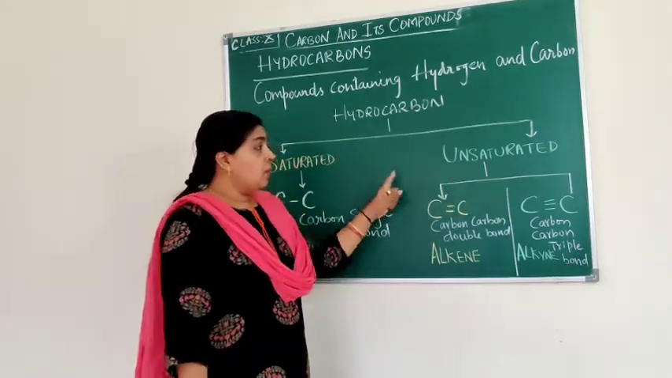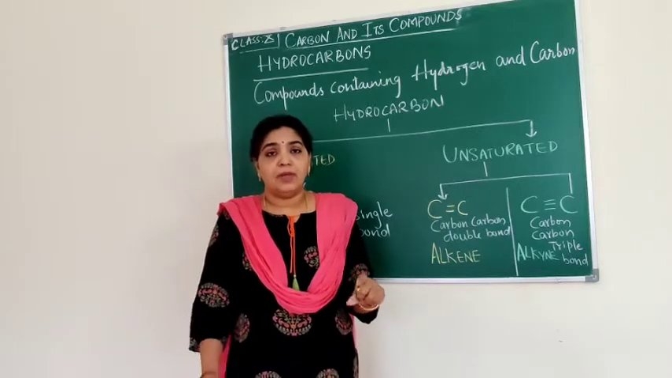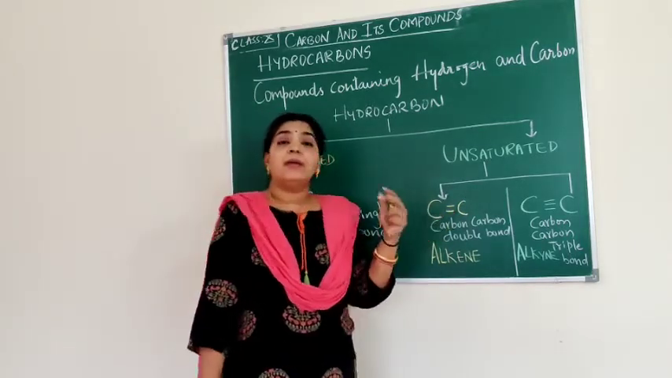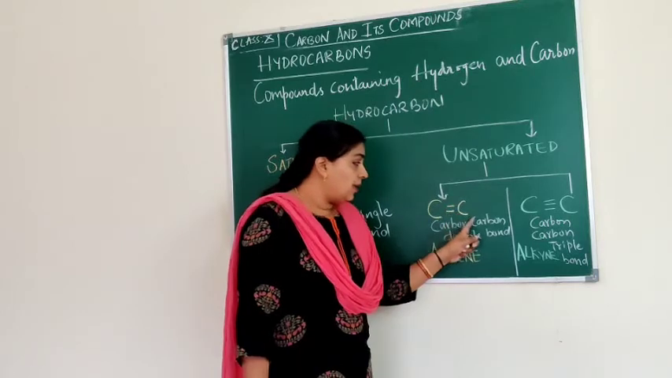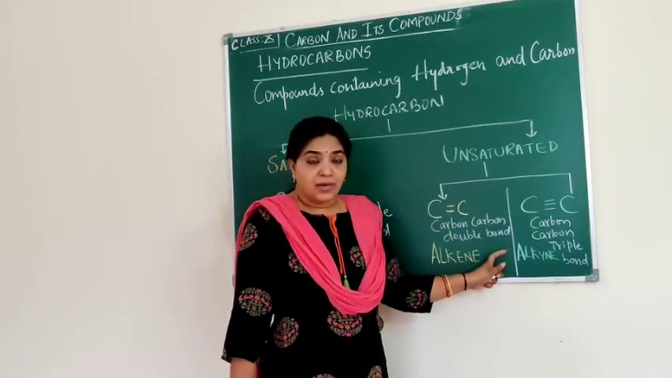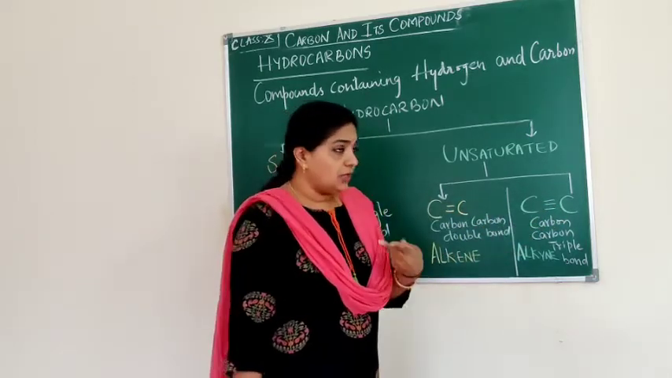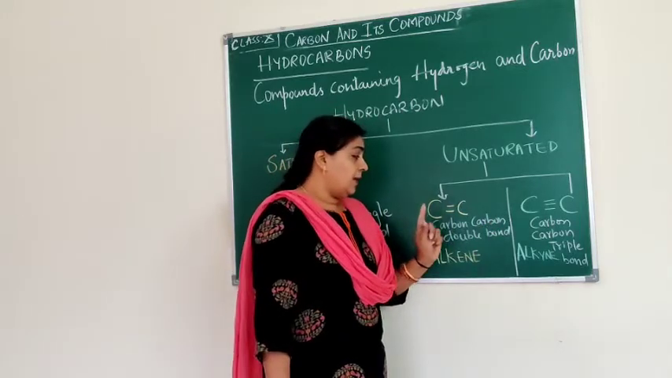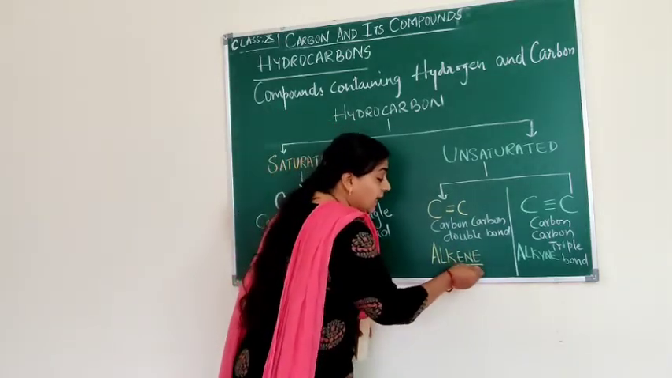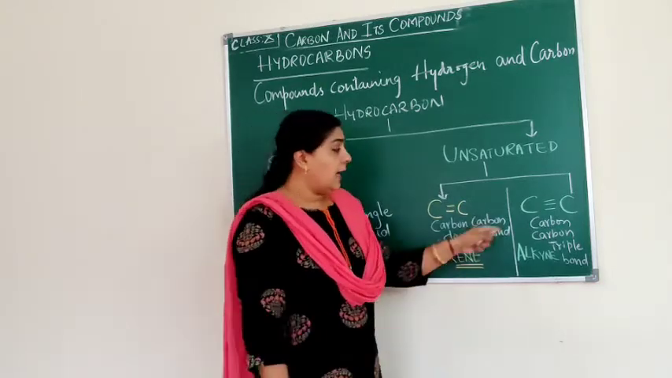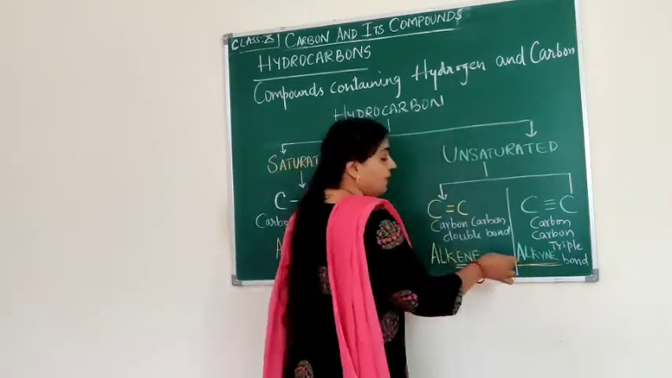Now, unsaturated hydrocarbon. What is an unsaturated hydrocarbon? Unsaturated hydrocarbons are those where between the carbon atoms you find a double bond, where two pairs of electrons are shared: carbon, double bond, carbon. Or it may be a carbon-carbon triple bond if three pairs of electrons are shared. The carbon-carbon double bond group is called alkene, and the carbon-carbon triple bond is called alkyne.